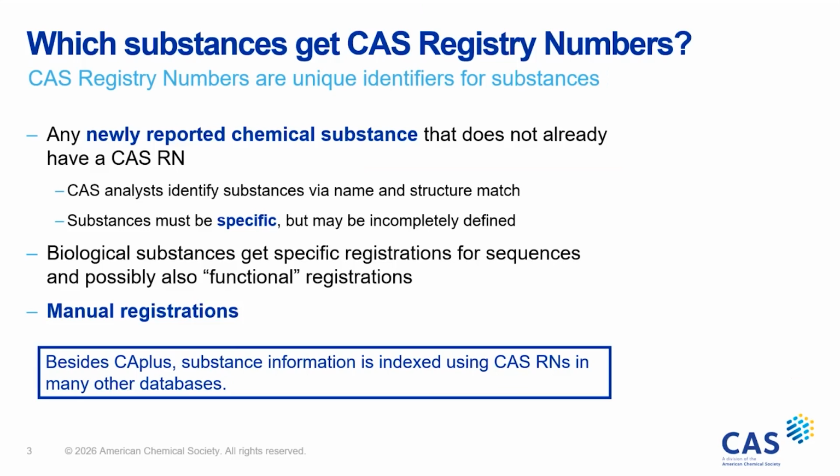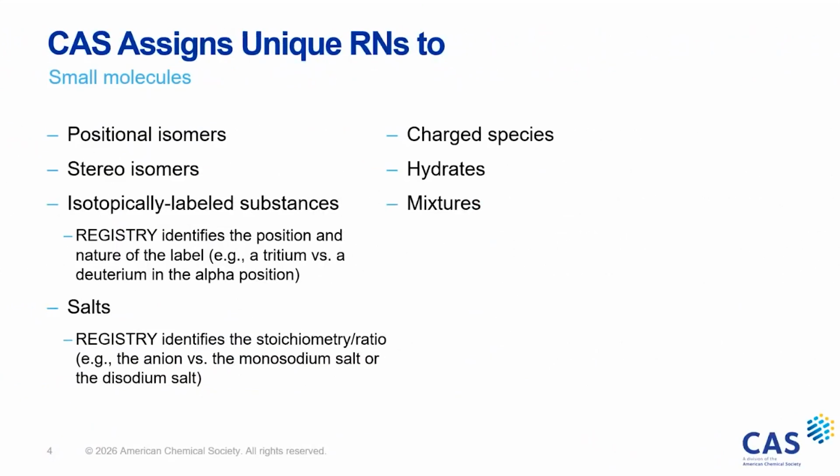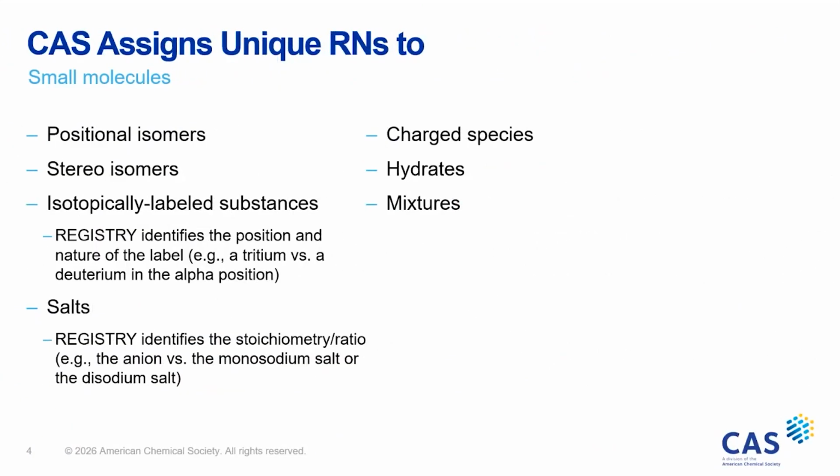It's important to keep in mind that every substance has only one CAS registry number. Related forms of a substance receive their own specific registry numbers. These may include position isomers, for example, with tritium or deuterium, stereoisomers, isotopically labeled substances, salts with specific ratios, charged species, hydrates, and mixtures.